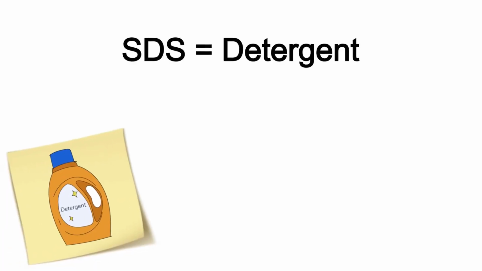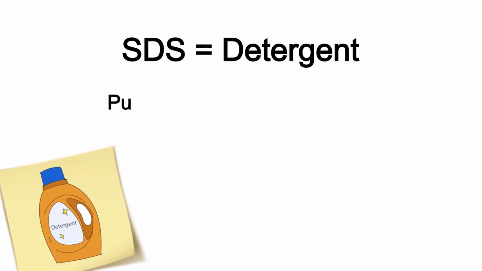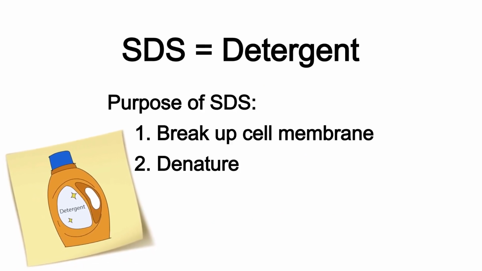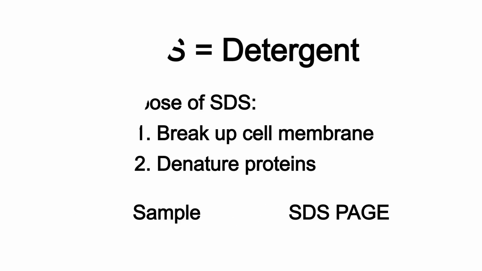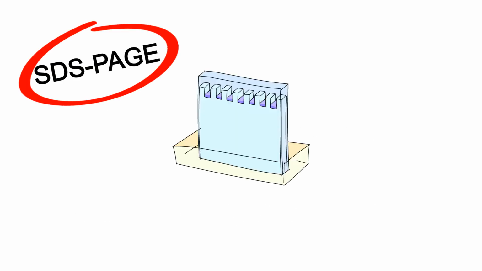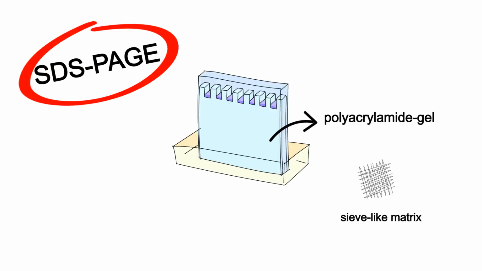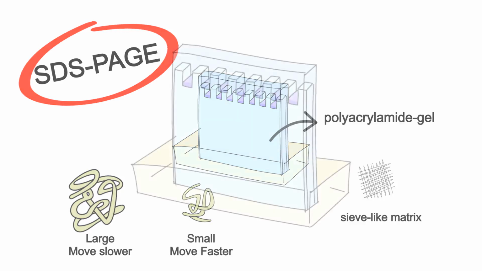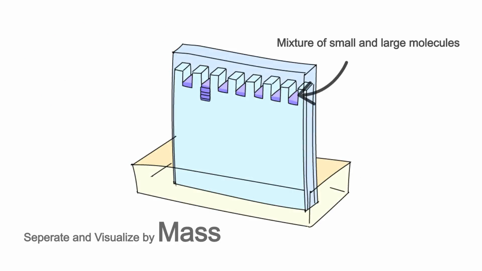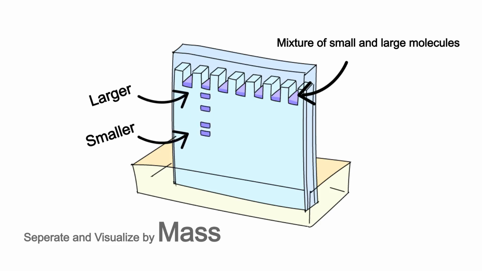SDS is a strong detergent that is used in the lab for several purposes, such as breaking up cell membranes and denaturing proteins. In this video, we will explain what SDS does to a protein sample and why it's used in SDS-PAGE. SDS-PAGE makes use of a polyacrylamide gel, which is a sieve-like matrix that we use to separate molecules of different sizes. Smaller molecules can fit more easily through the pores in the gel and will travel faster compared to larger molecules, which will have greater difficulty moving through the gel.